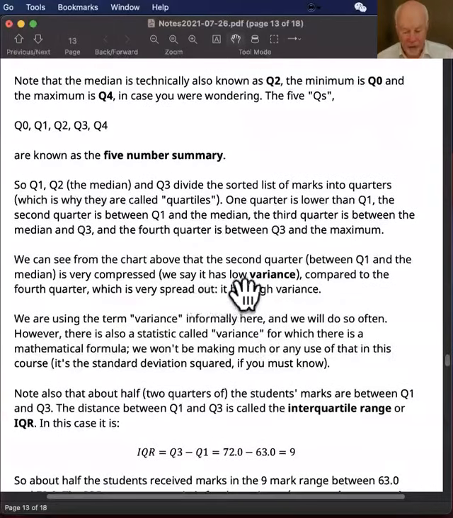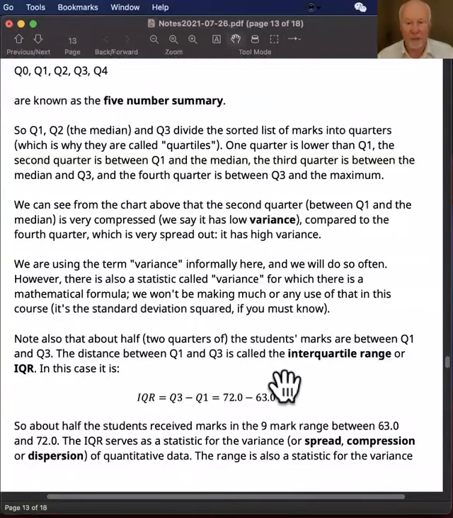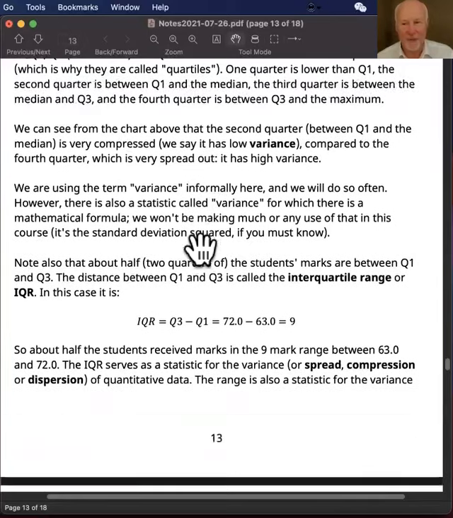Now I'm using this word variance there rather informally, and I will use that a lot. I'll also use some other terms. There is a statistic called variance, and there's a mathematical formula for that, which I'm probably not going to show you at any point during this course, but you probably encountered it at school. The variance is the standard deviation squared, but you don't need to know that for this course.